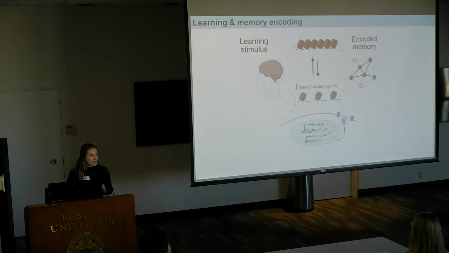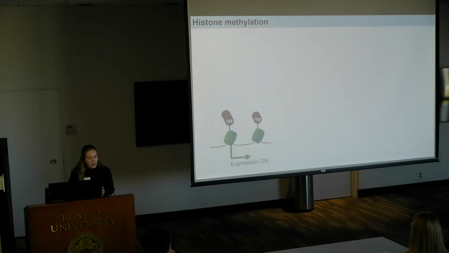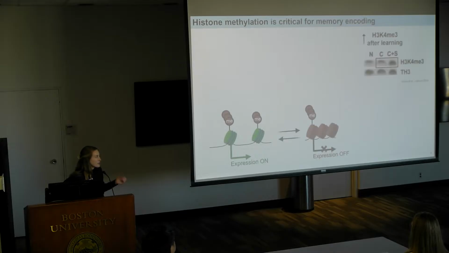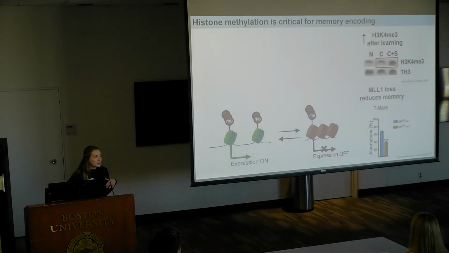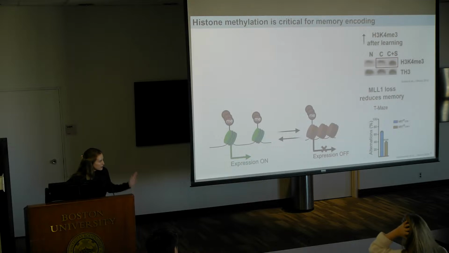This whole process is facilitated through epigenetic mechanisms. Histone methylation is a very nuanced mark. It can either be activating or repressive. And it has already been shown that histone methylation is critical for memory encoding. Here I'm showing an increase in H3K4 trimethyl after learning in the hippocampus of mice, as well as if you deplete that mark with MLO1 loss, which is a methyltransferase, you get reduction in memory performance, as shown here in T-maze and with the orange bar.